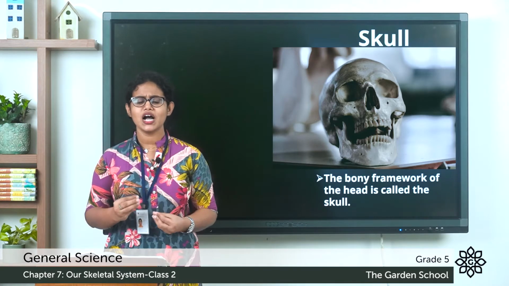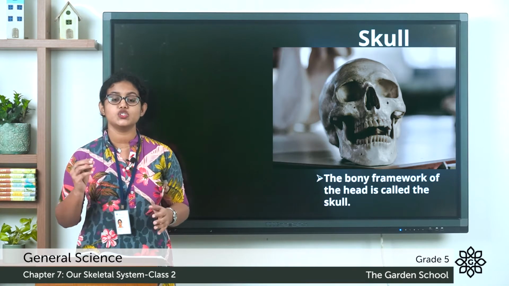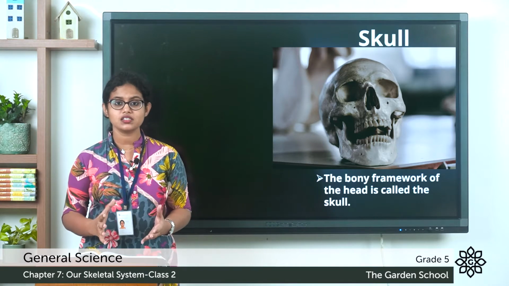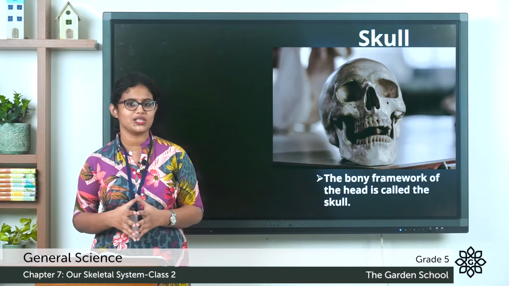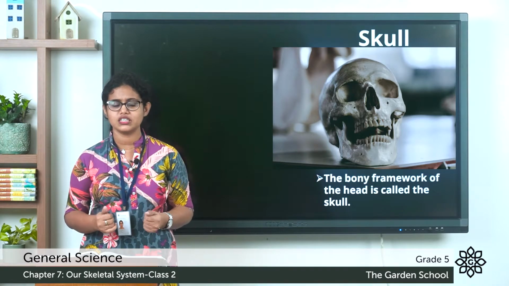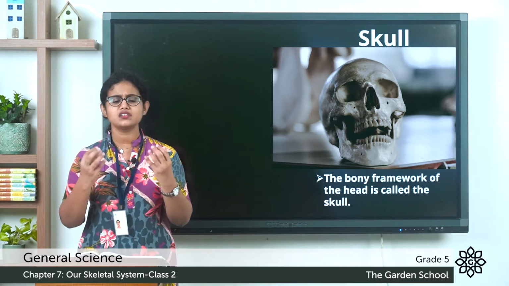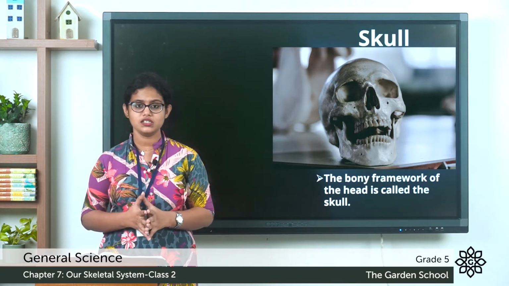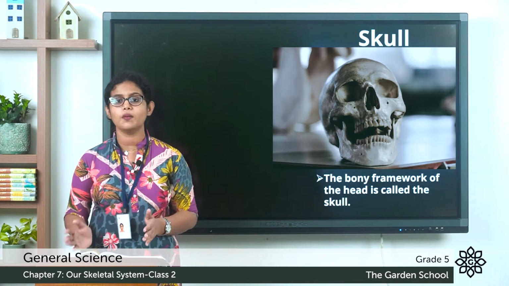Do you know how many bones are there in our human skull? Our human skull generally consists of 22 bones. In that, 8 are cranial bones and 14 are facial bones. These bones are very strong and hard. And all these bones in the human skull are fixed. That means these bones join with each other to form immovable joints.